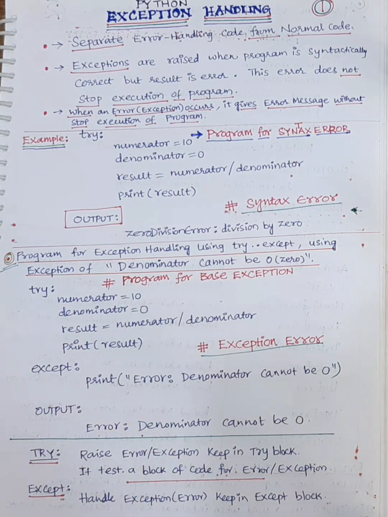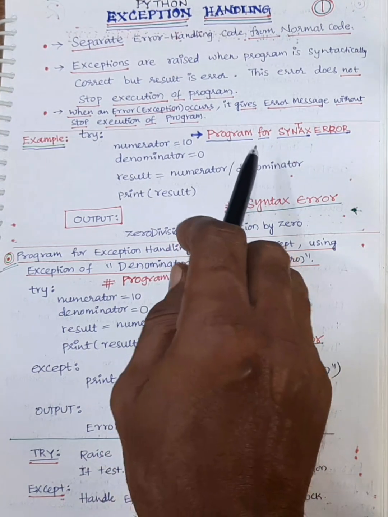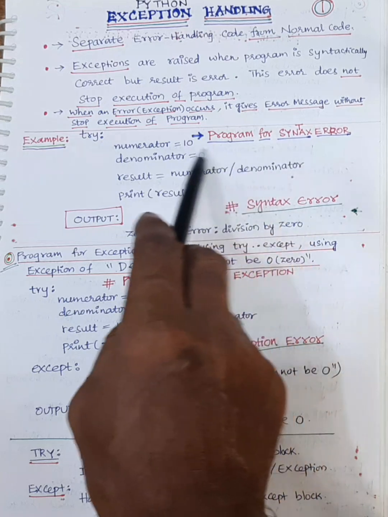Here, exceptions are raised when the program is syntactically correct, but the result is an error. The error does not stop execution of the program. When an error or exception occurs, it gives an error message without stopping execution of the program. Here you see two types of errors. First one is the syntax error. This is the example for the syntax error.